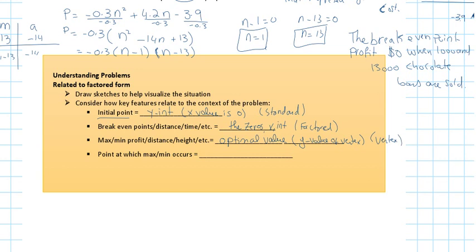The point at which the maximum or minimum occurs. Maximum or minimum, what do we call that point? Vertex. So you're looking again, if it's asking just for the maximum profit, you're looking specifically for the y value. If it's asking you for the point where the maximum occurs, that's your vertex point. That's the whole point (h, k). Okay? So you have to pick what the question is asking you for. You have to be very careful about what the question is asking you. Okay?